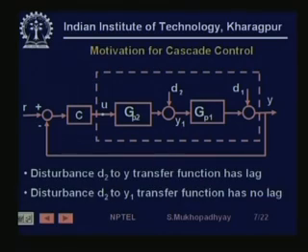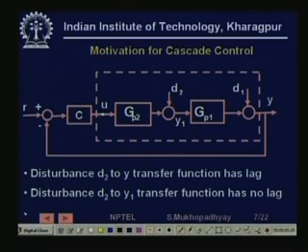So let us first look at cascade control. We are first going to look at a motivation for cascade control. Here we imagine a process. So this is our plant. Now we are just imagining that the plant actually consists of two different subsystems. We will see examples very shortly.